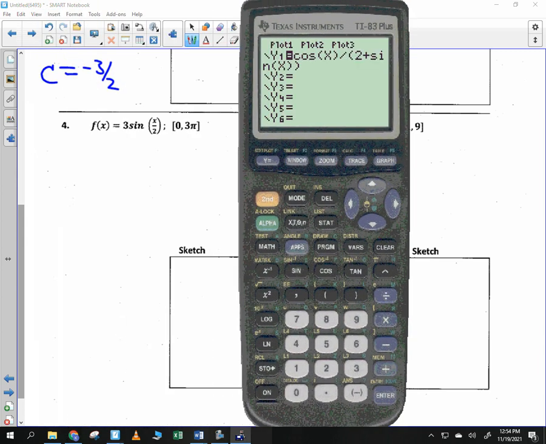I'm going to take out my calculator and plug it in. I'm going to plug in 3 sine of x divided by 2. And we can actually figure this out pretty easily. But in case you struggle with it, I'll just show you on the calculator as well.